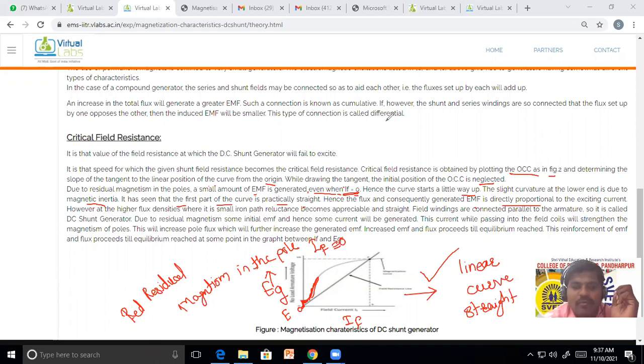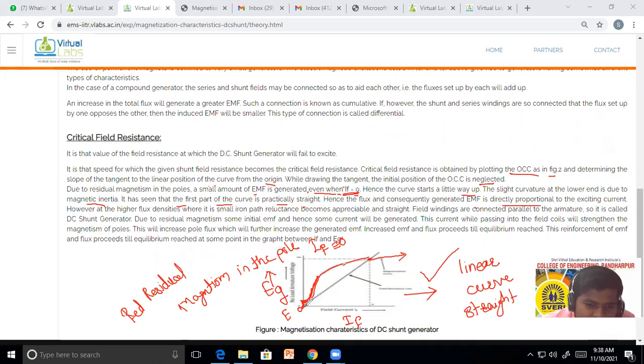Up to the equilibrium condition, the increased EMF and flux keep increasing. So this reinforcement of EMF and flux continues till equilibrium is reached at some point in the graph between IF and EF. After this point, it deviates from its linear relationship, and after this point it will be constant.